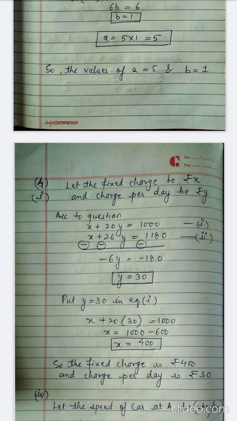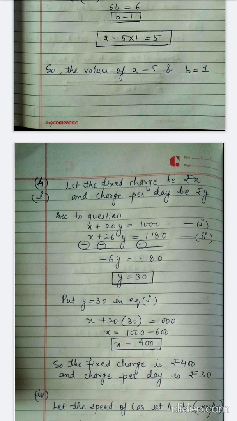There are fixed charges for the hostel and the remaining charges depend on the number of days that the student has taken food. Let the fixed charges be x and the charge per day be y. According to this, x plus 20y is equal to 1000, and for student B who takes food for 26 days pays rupees 1180 as hostel charges. It means x plus 26y is equal to 1180.